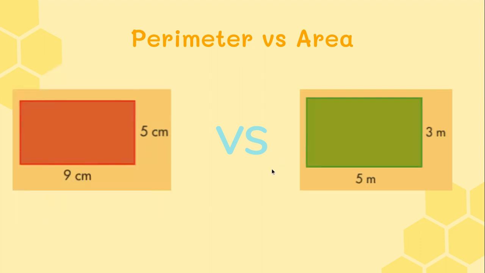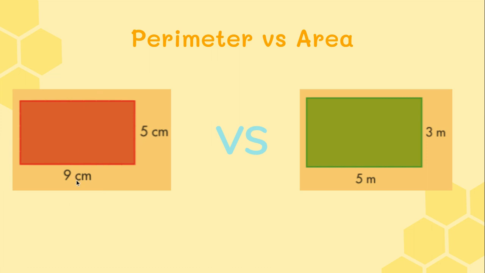All right, let's do one more. So here's another rectangle. I know that whatever is on this side is going to equal this side. So 5 and 5 over here, that equals 10. 9 and 9 over here, that equals 18. 10 plus 18 is 28. And that's how I find my perimeter. I'm adding up all the sides. So my perimeter of this shape is 28 centimeters.